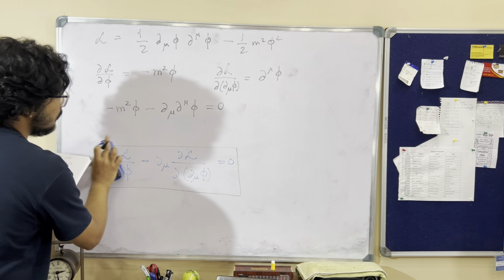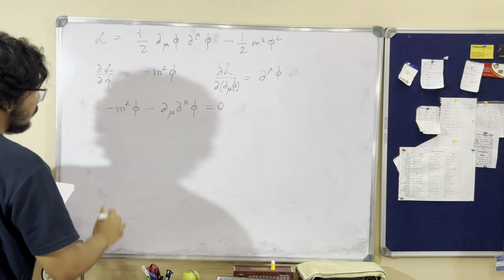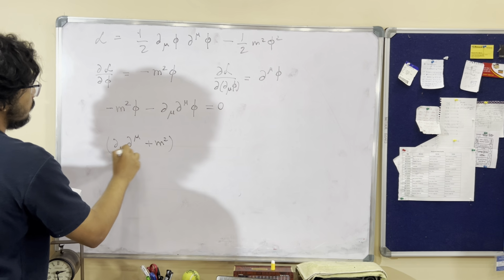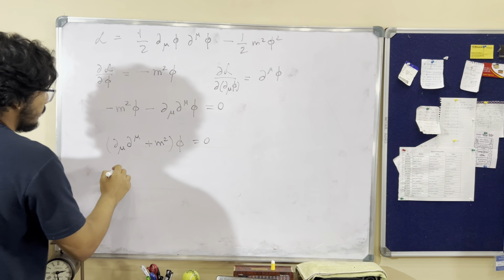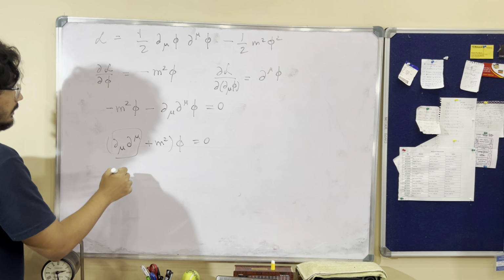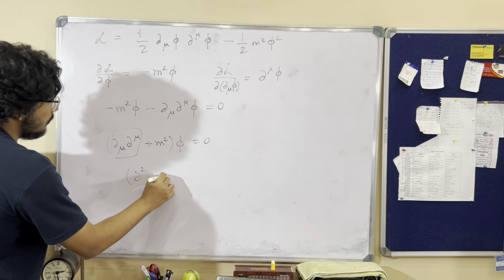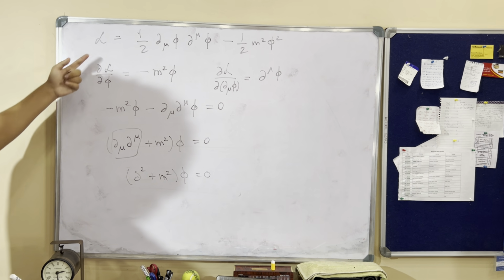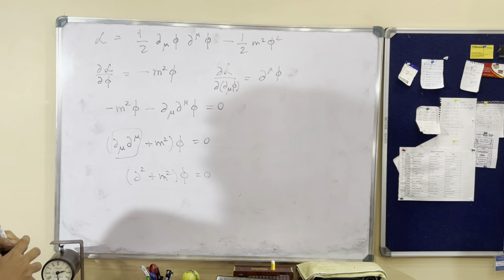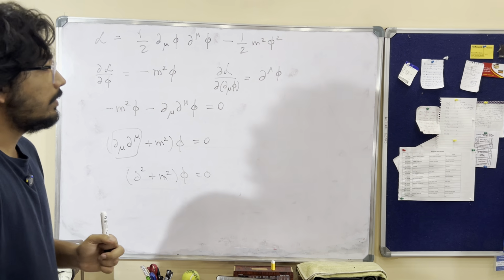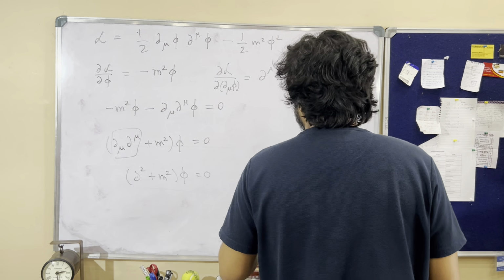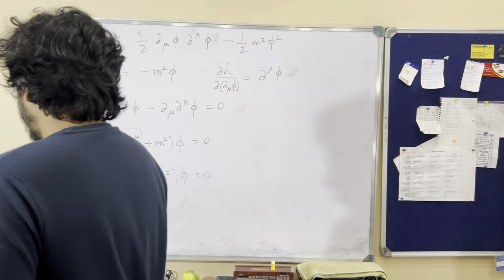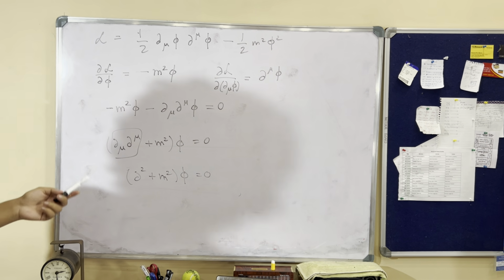So we can write the equation of motion like this, or this term can also be written like del square, so we can write it like this. And this is the equation of motion if a Lagrangian density looks like this. If you have previous knowledge about this, you may know that this equation is nothing but the Klein-Gordon equation, and we will see later about this equation a lot.